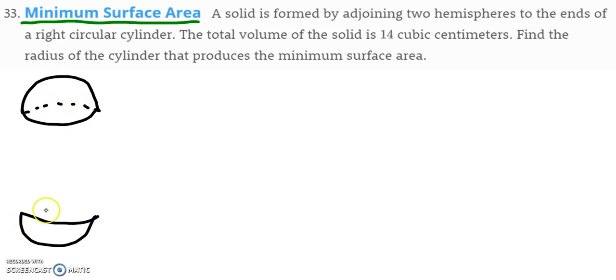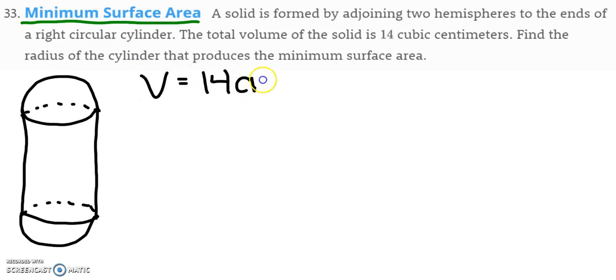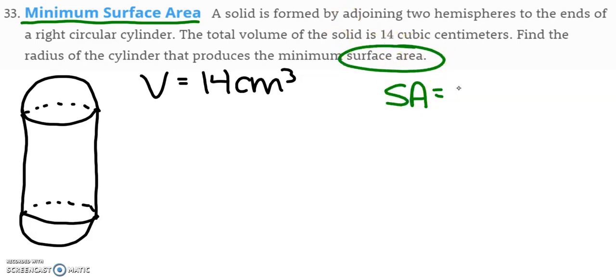One hemisphere, two hemispheres to a right circular cylinder. The total volume of that solid is 14 cubic centimeters. Find the radius of the cylinder that produces the minimum surface area. So again, surface area is what we're going to try to minimize based on our restriction of volume. And we are looking to find the radius, r, that's going to produce that minimum.